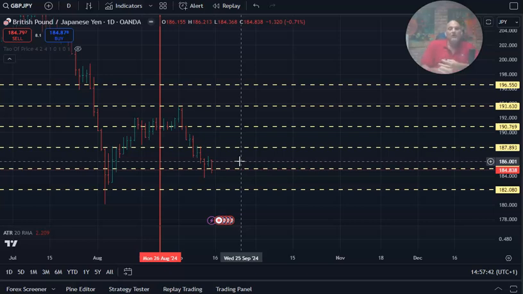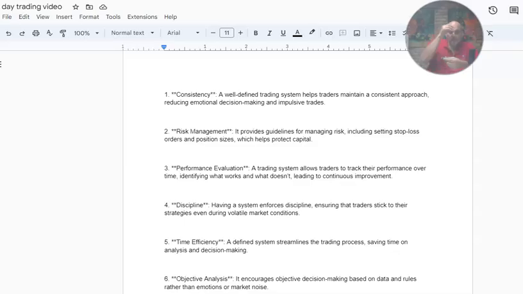Okay, so let's move on into the lesson and let's talk about why a trading system is really important and what we're doing here. Hang on one second. I had one of my assistants write this. It looks like they just used AI and came up with this crap. I don't know why I pay these people, but anyway.